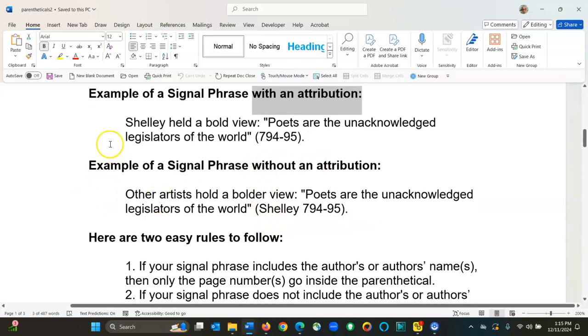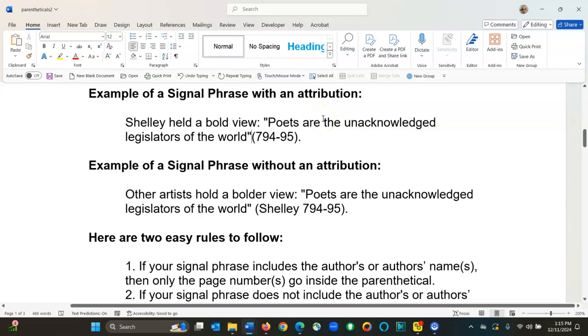Let's say you write, Shelley held a bold view: poets, there's your quotation, "poets are the unacknowledged legislators of the world." Now, there's a few things going on here. When you have a complete sentence leading into the quotation, then you use a colon before the quotation. Then you open your quote, have your quotation, and close it. Right here, notice there's a space between the closed quotation marks and the opening of the parenthetical. In other words, it's not crammed up against it.